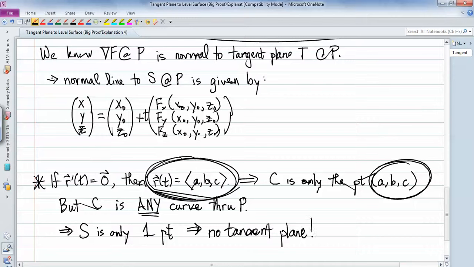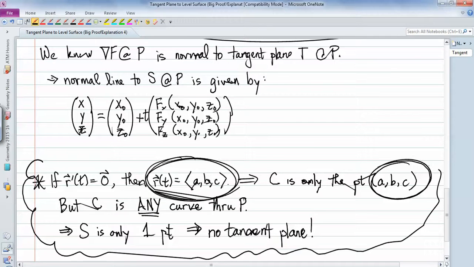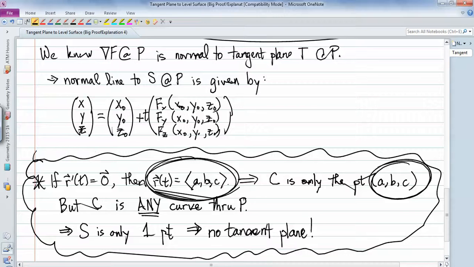So it doesn't make any sense to assume that r prime of t is 0, because otherwise you don't really have a surface to look at. You only have a single point. All right. That's it. I hope that helps. That's the last big thing for the unit. All right, take care.